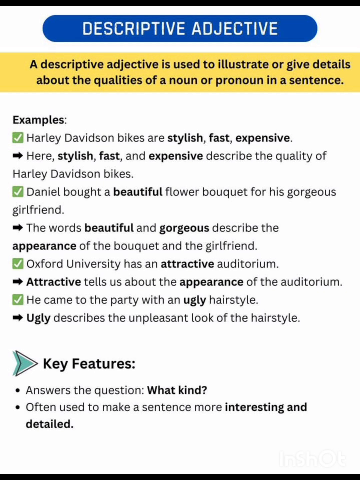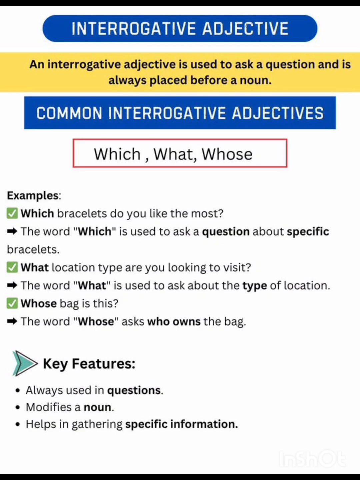Now let us understand the gist of this entire type of adjective. This type of adjective answers the question what kind or what quality. Okay, and it is often used to make the sentence more interesting and detailed. Now let us jump to the next one, interrogative. Interrogative means to ask a question in simple words.